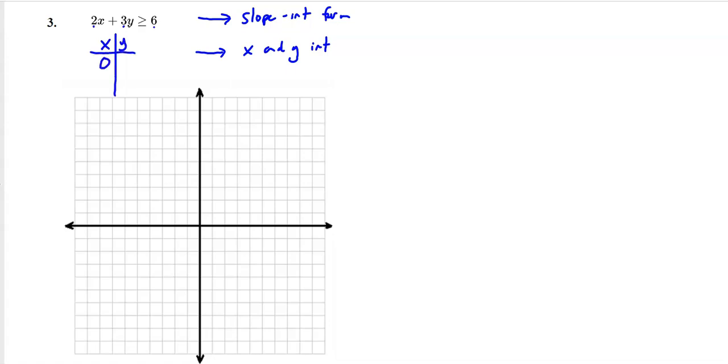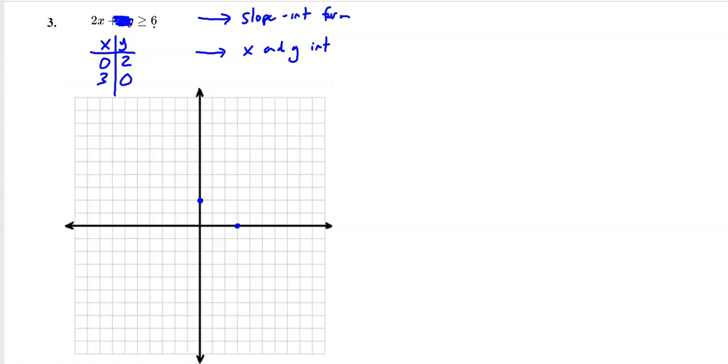Let's find the y-intercept by letting x equal 0. So if I let x equal 0, and I kind of cover that up, well, that's 2. 3 times 2 equals 6. And then if I want to find the x-intercept, I let y equal 0, and I get x equals 3. So there's my two intercepts. 0, 2 is the y-intercept, and 3, 0 is the x-intercept.